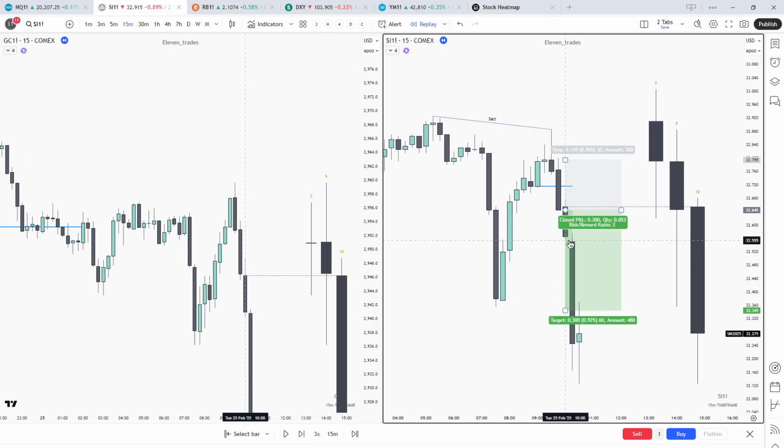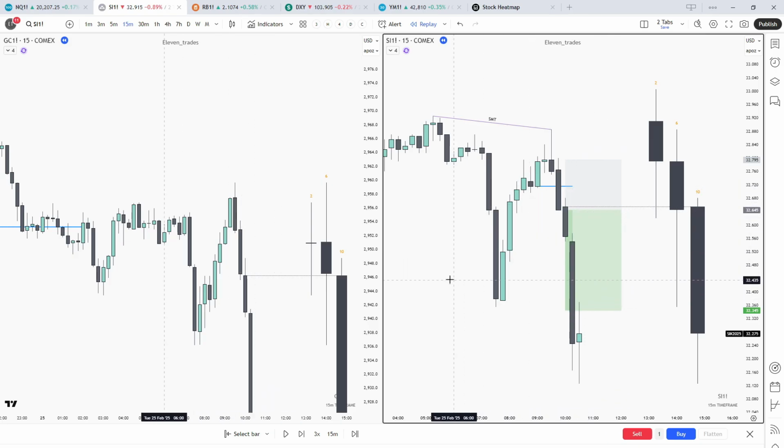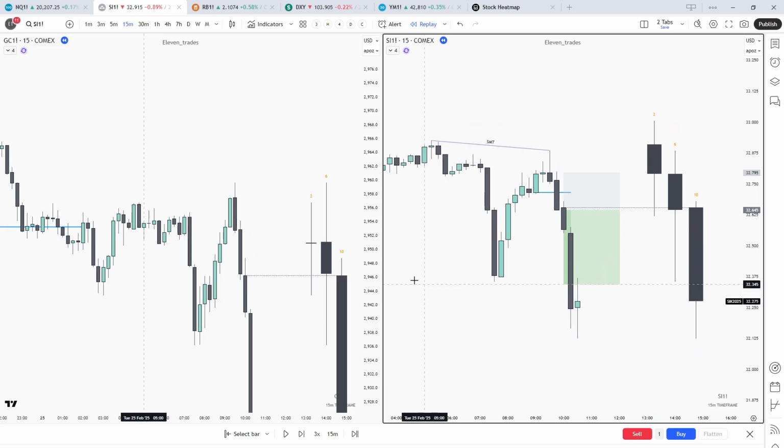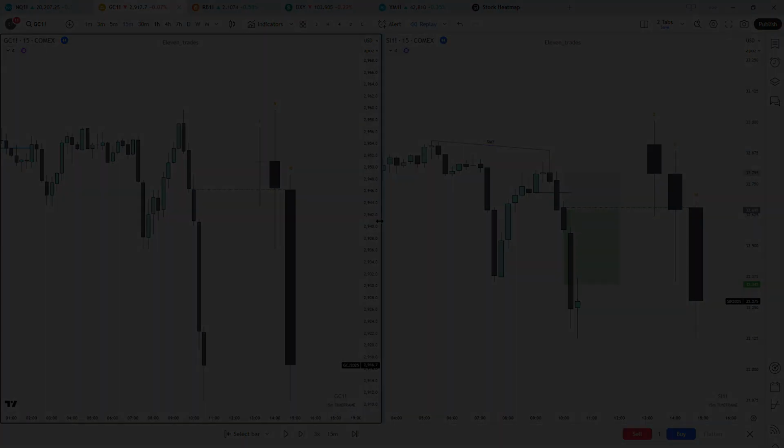And I will target 2R. So within the next two candles, the 10 a.m. created a small wick and then expanded to the downside. So this is the 4 hour to 15-minute model. This was the first example.